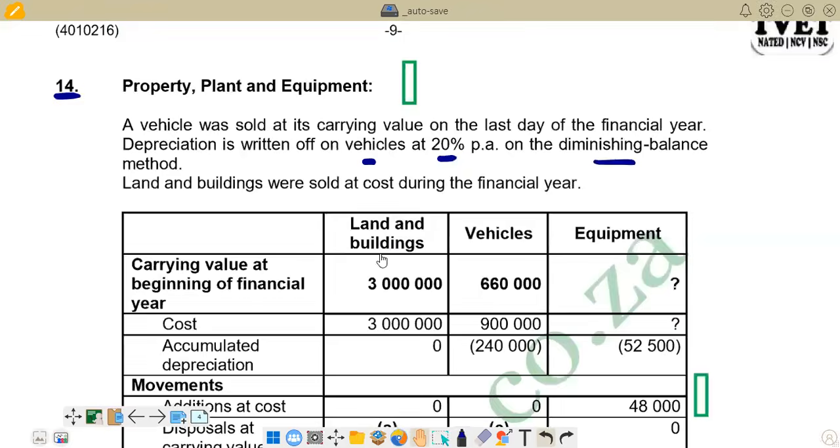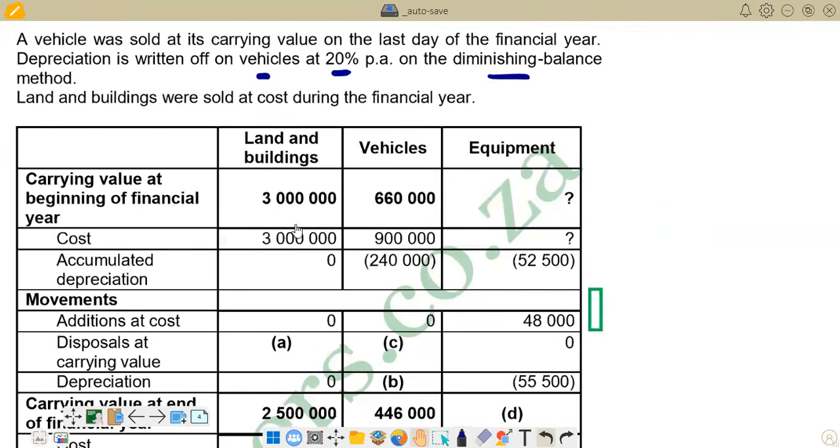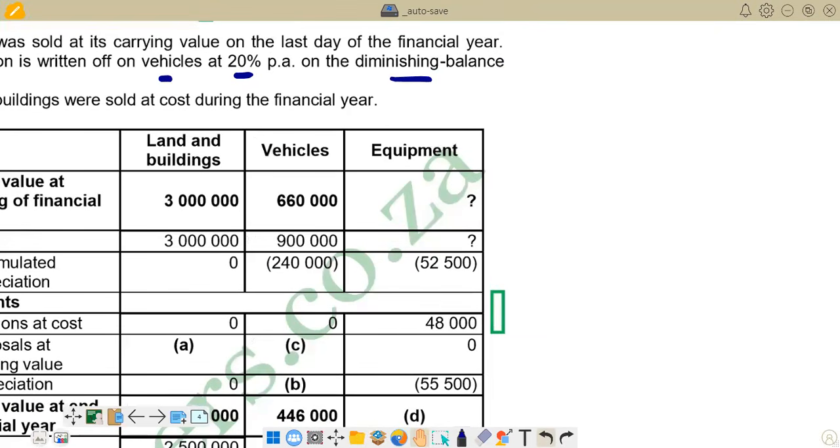And remember, if you come here, I think we have got an instruction that is also leading us there. Here, it's reading land and buildings were sold at cost. So it means the disposal was on cost, which means the cost is inside this figure that we have, the 3 million. So the difference between the cost at the beginning and the cost at the end will represent the disposal. So we go there and try to just summarize the working that we have there.